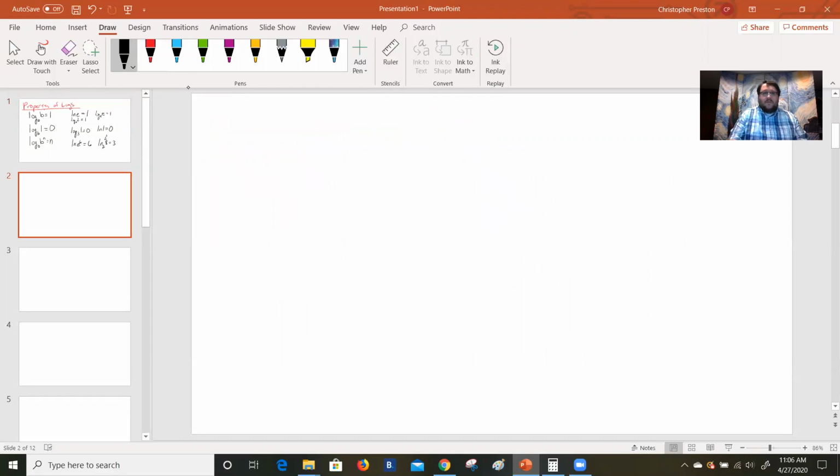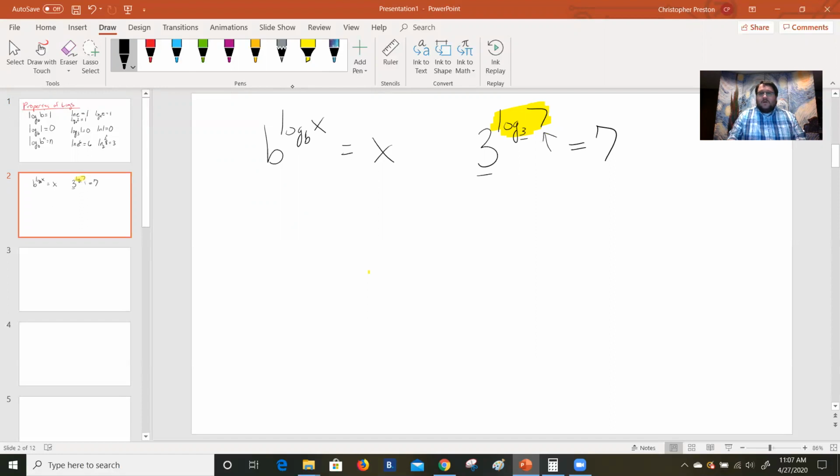There's some inverse properties. A base to the log base of that number equals whatever the value is of the log. In fact, that's what the definition of a log is. When you say 3 to the log 3 of 7, log 3 of 7, by definition, is the power of 3 that will give you an answer of 7. So if you take 3 to that power, your answer has to be 7. So as long as those bases match, the value inside the log is what your answer is going to be.